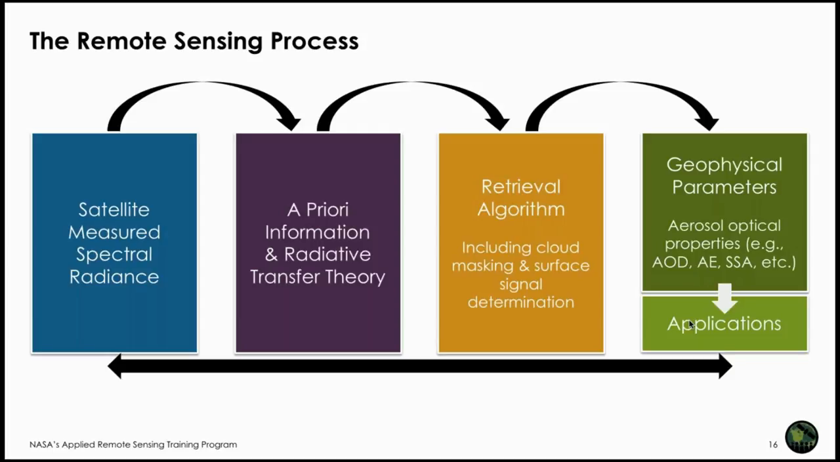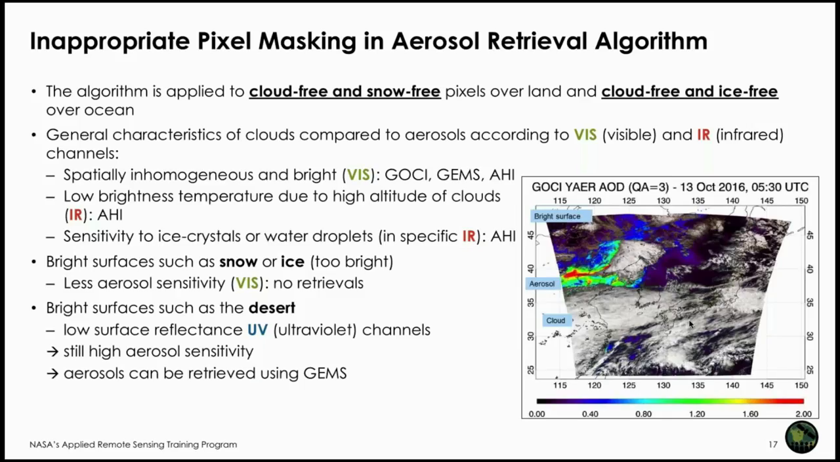Hereafter, I'm going to explain each step for aerosol retrieval briefly. The aerosol retrieval algorithm is applied to cloud-free and snow-free pixels over land and cloud-free and ice-free pixels over ocean. General characteristics of clouds compared to aerosols are different for visible and infrared wavelength channels. The clouds are spatially inhomogeneous and bright in visible wavelengths and have low brightness temperature due to high altitude. So we can use this information to detect the cloud and mask it out from the GOCI, GEMS, and AHI.